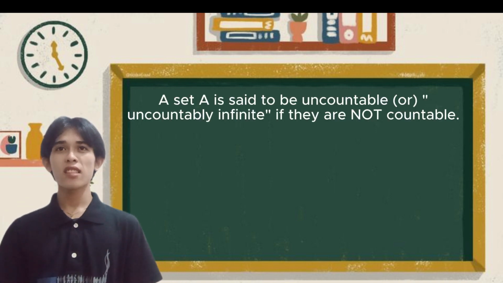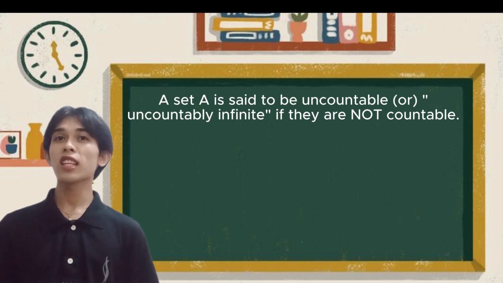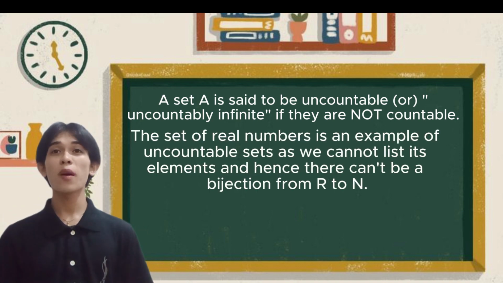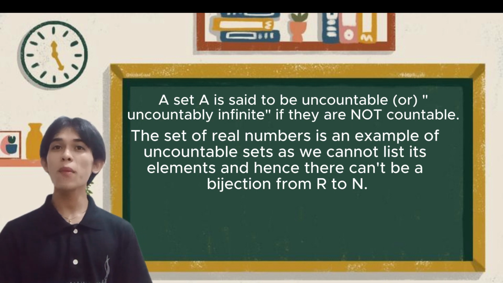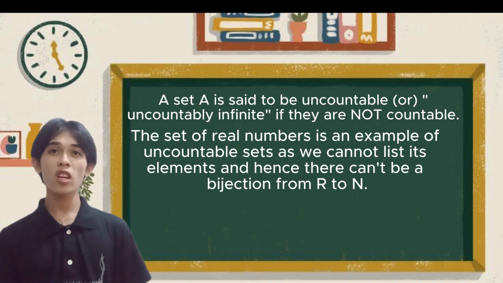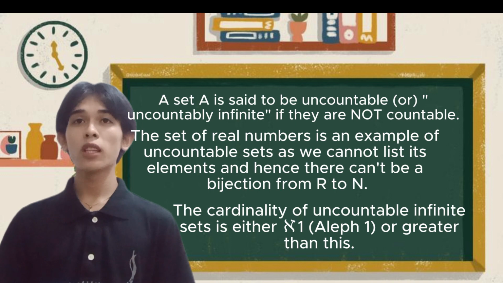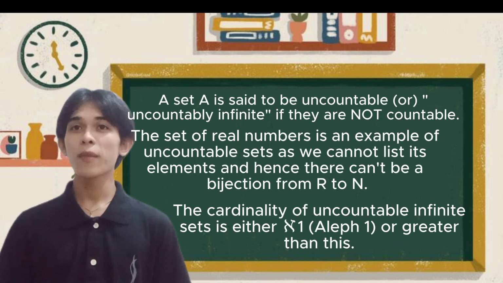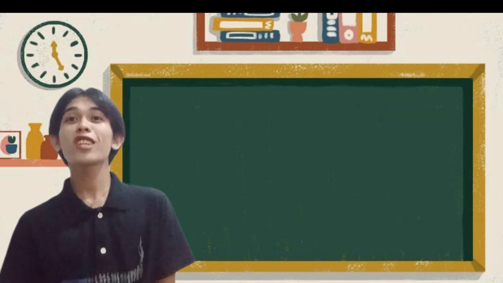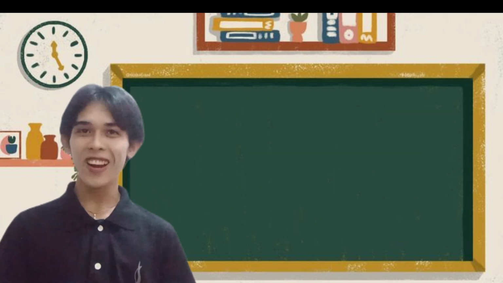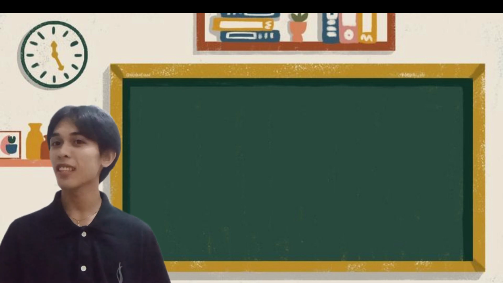A set A is said to be uncountable or uncountably infinite if it is not countable. The set of real numbers is an example of an uncountable set as we cannot list its elements, and hence there can't be a bijection from R to N. The cardinality of uncountable infinite sets is either aleph-1 or greater than this. Did you get it, class? Yes, ma'am. Okay, great.